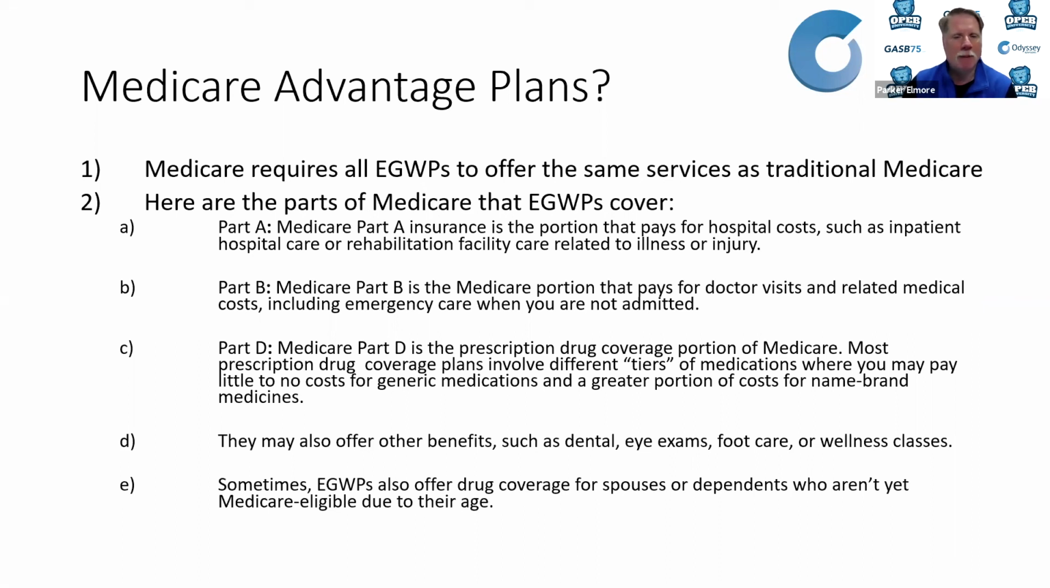What happens here is they go to Medicare and say, listen, we're going to take these retirees off your books of Medicare. You guys will write us a check and we will take care of these retirees. So they are off traditional Medicare and they come over to the EGWP. So it still covers Part A, which is all your hospital insurance, Part B, which is the doctor visits. They'll have Part D, which is prescription drug. They might offer other things like dental, eye exams, podiatry, things like that. And sometimes they may even offer things for your dependents of retirees.